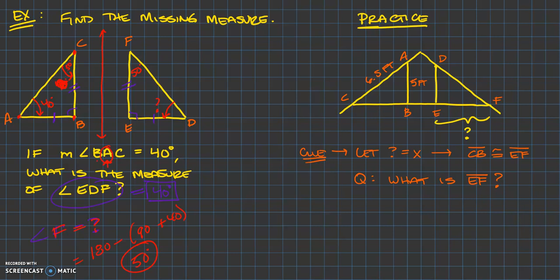Pause the video and try this practice problem. And so hopefully you did that, and let's see what our answer is going to be. All right, so hopefully you can see that there are two triangles here. We could count up the spaces, they're going to be congruent triangles. And so that means if I'm looking for EF, then I'm also looking for BC. I can also say that that is the case. Those are going to be corresponding parts.